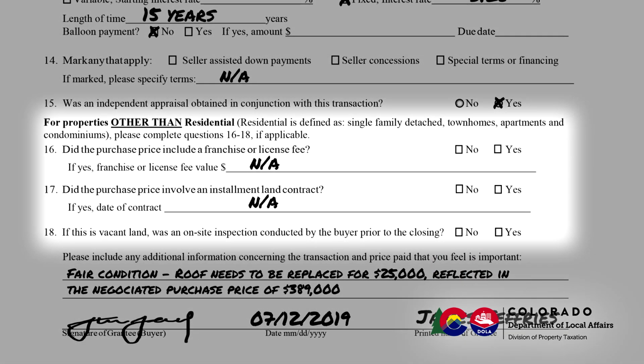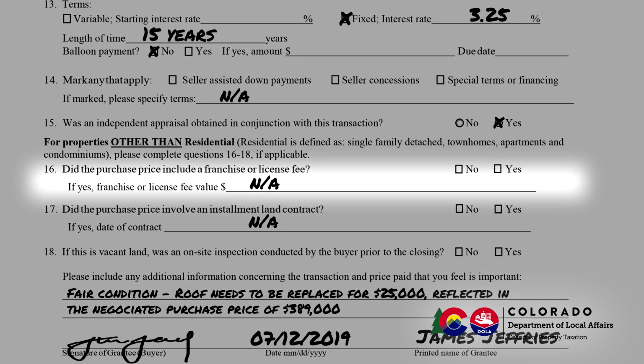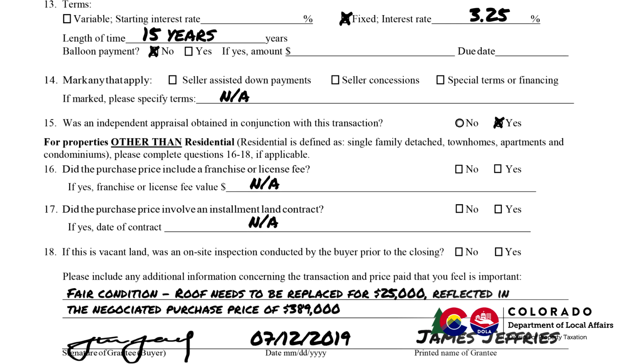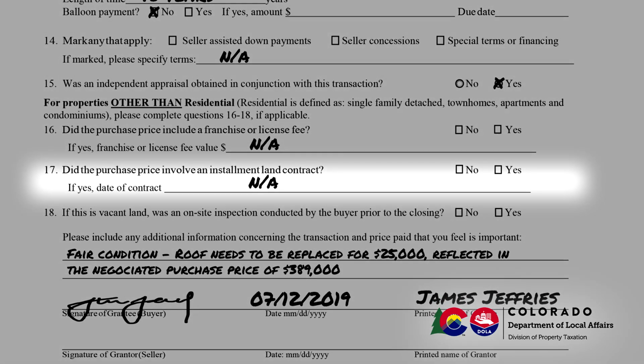Items 16 through 18 offer insight for non-residential property transactions. Item 16 relates to commercial property transactions where the sale price includes a franchise fee or a business license fee. If the amount of the franchise or license fee is substantiated, the assessor can adjust the sale price to reflect the real property only, or they may elect to disqualify a sale based on the inclusion of these types of fees. Item 17 informs the assessor when an installment land contract has been utilized to transfer real property.